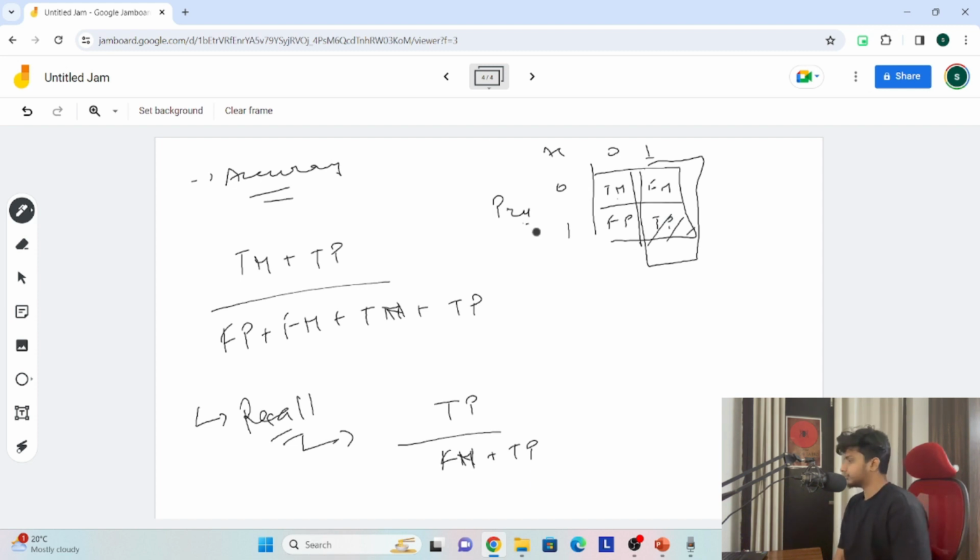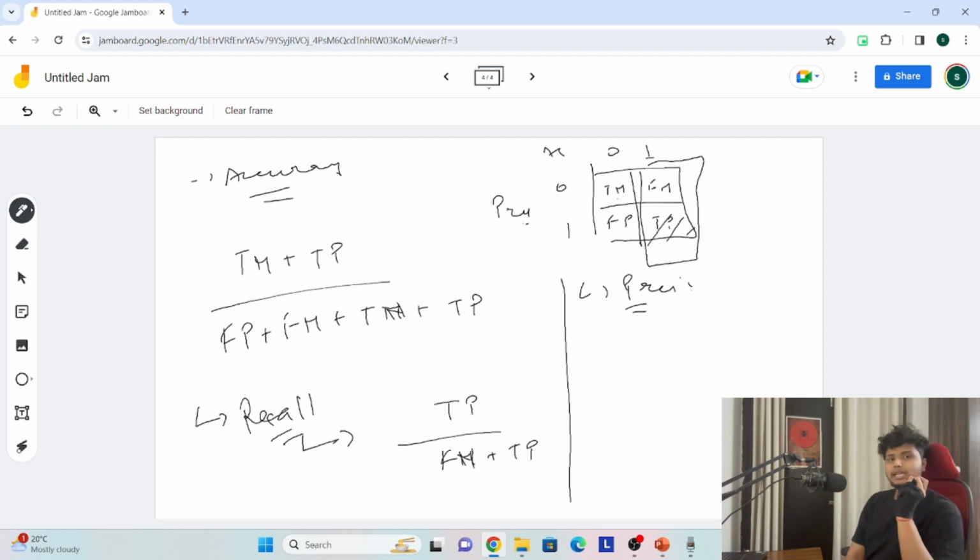That is your recall. The next thing is your precision. Let's look at the formula first. Precision is a bit different. It's basically how precise your model is, right?